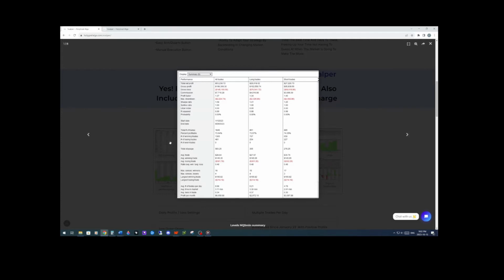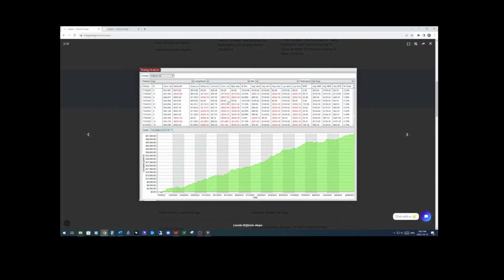Then you can get even deeper into it. This is the profit slope, so you can see that over the year it's like a nice steady growth, and this is what they aim for when they make their algorithms, is to have a steady growth, no big ups and downs.